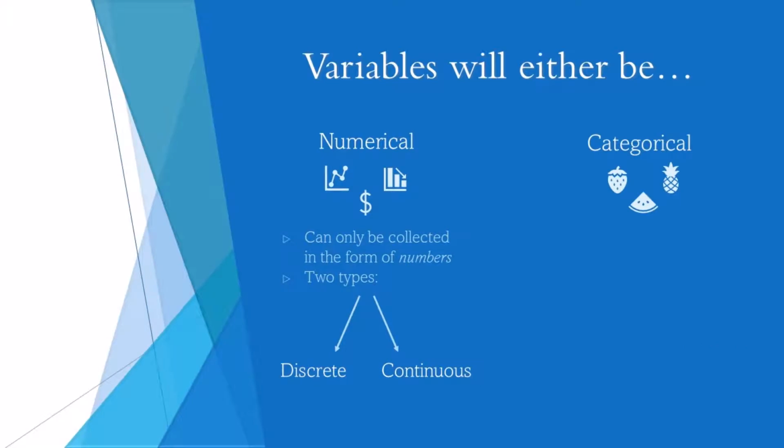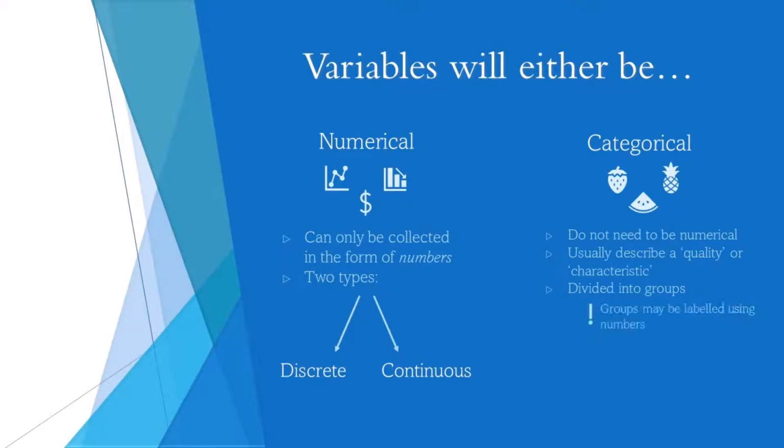Let's look at categorical variables now. Categorical variables do not need to be numerical and usually describe a quality or characteristic. However, categorical variables are always divided into groups. Do keep in mind that these groups may be labelled using numbers. There are two types of categorical variables you will come across: nominal and ordinal.